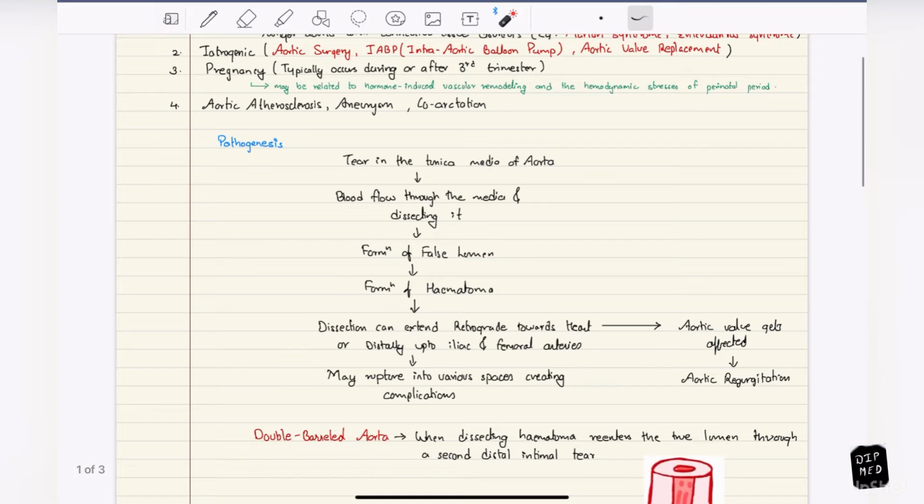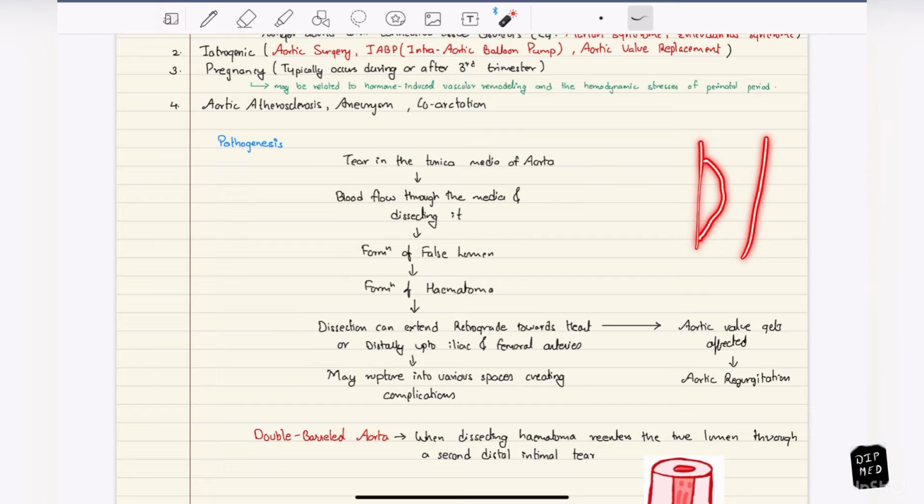Now coming to pathogenesis. All these above risk factors lead to a tear in the tunica media of the aorta. Then the blood will flow through the tear into the media and dissect it. There will be formation of a false lumen. This will form a hematoma. This hematoma can extend retrograde towards the heart, or distally it can extend up to the iliac and femoral arteries.